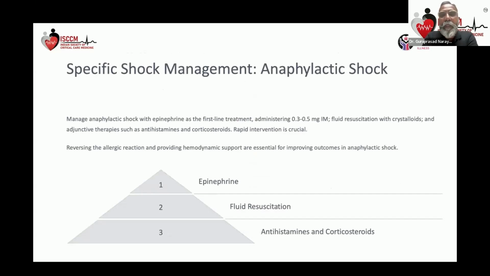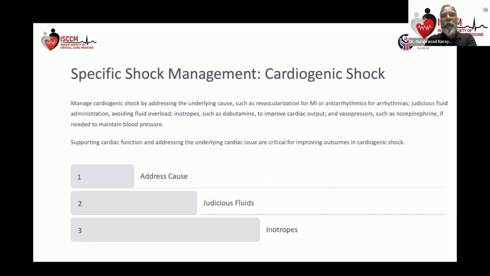So you can use IM adrenaline, then resuscitate the patient with fluids and use antihistamines and crystalloids. Cardiogenic shock, again, depends on the cause. If myocardial infarction is the cause because of coronary disease, then revascularization is to be promptly done. If this is because of an arrhythmia, an antiarrhythmic should be used.